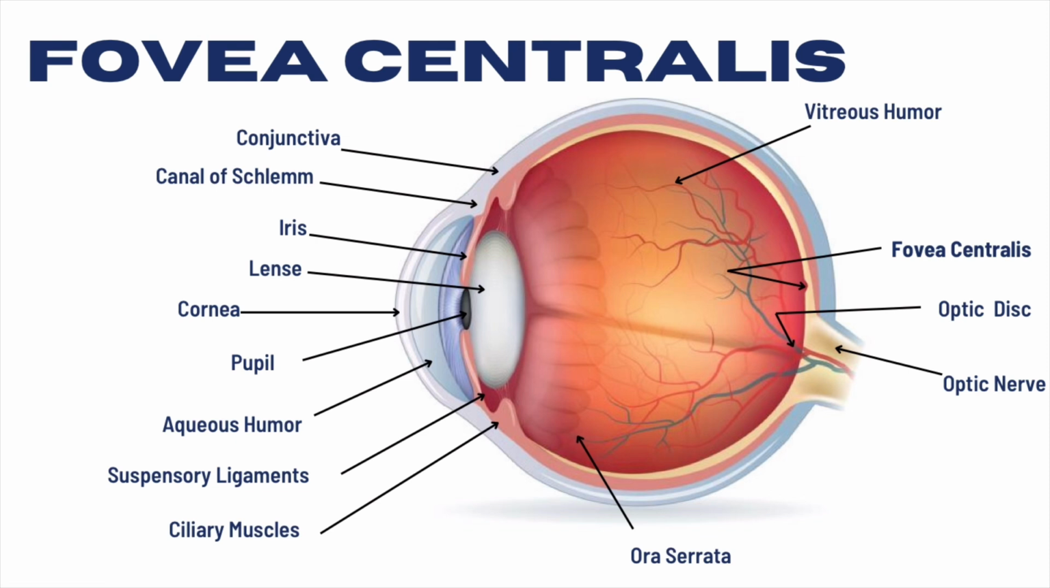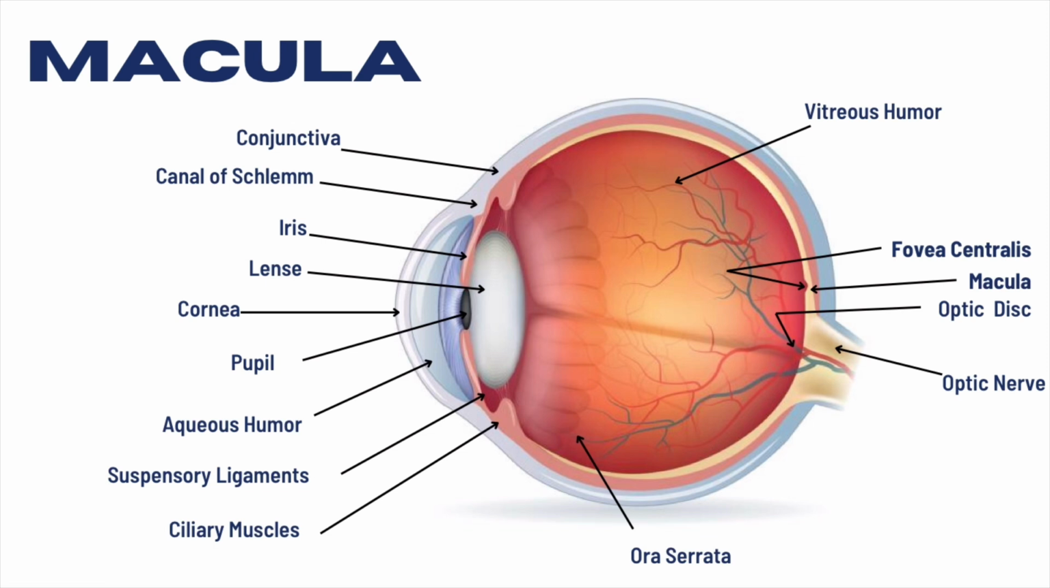Fovea centralis, the central portion of the macula. It has the highest concentration of cones. This is where we have our 20/20 vision. Macula, thinned outer area of the retina where cone photoreceptors provide high visual acuity.